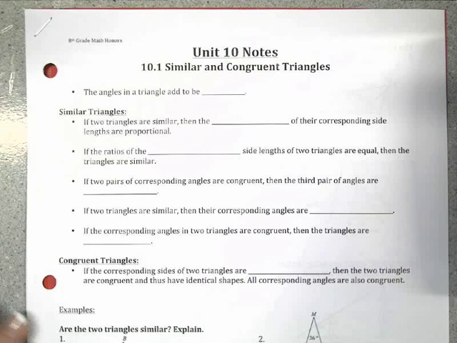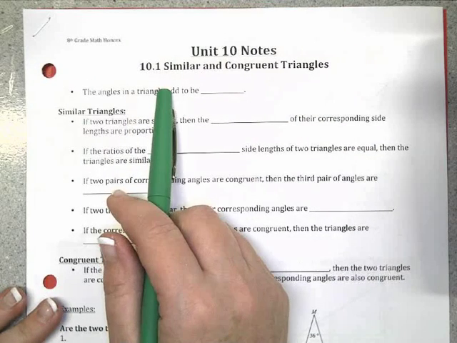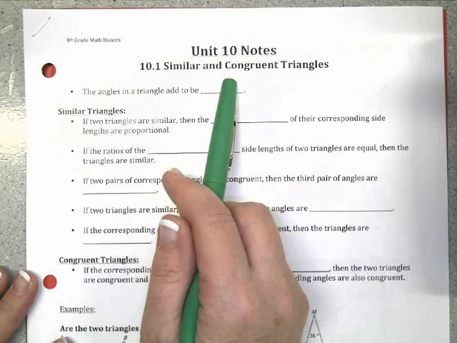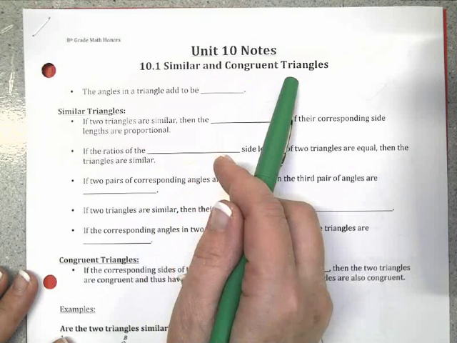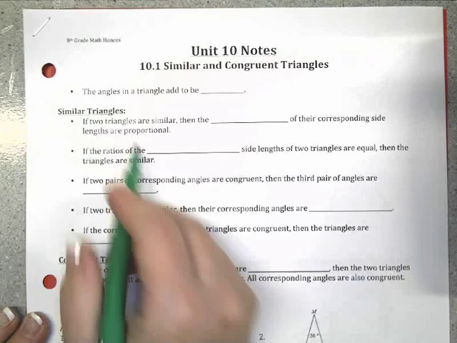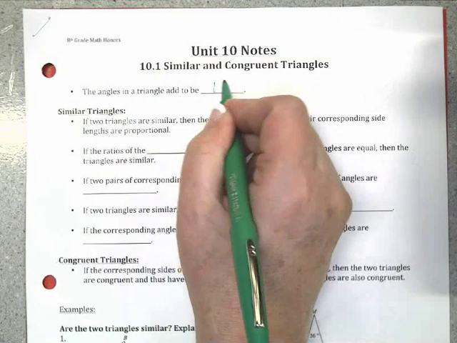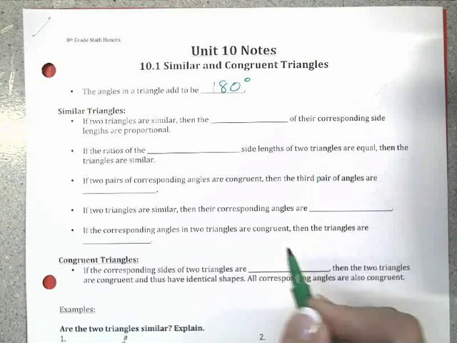Okay, today we get to start Unit 10, and we're going to start with this first section, which is looking at similar and congruent triangles. So let's go through these bullet points here. The angles in a triangle should add up to 180 degrees.